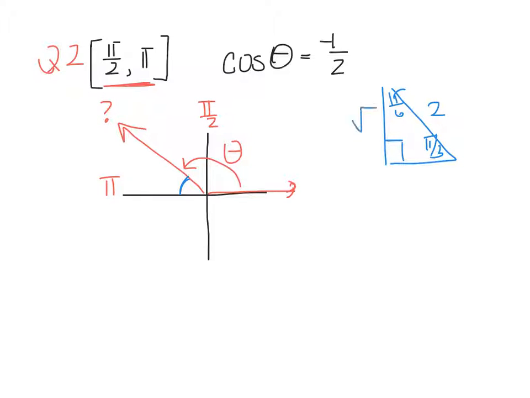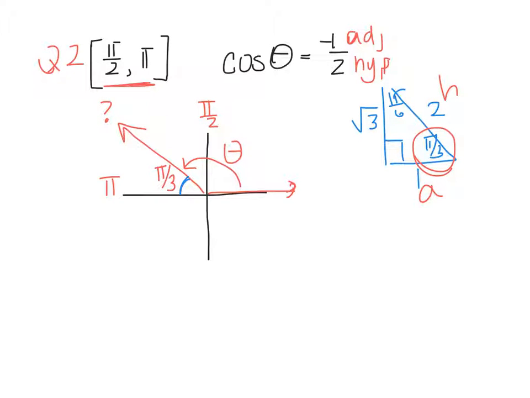Pi over 3 is across from the square root of 3. Pi over 6 is across from the 1. So if we have cosine, we know we are given the adjacent and the hypotenuse. So which corner are we looking from if the adjacent is the 1? Well, must be this pi over 3 corner right here. This would have an adjacent of 1, and the hypotenuse is always 2. So this must be pi over 3.